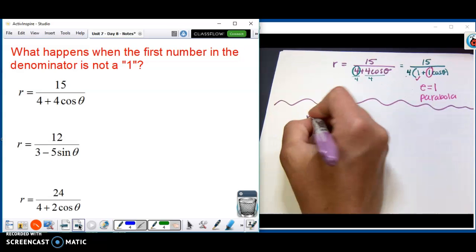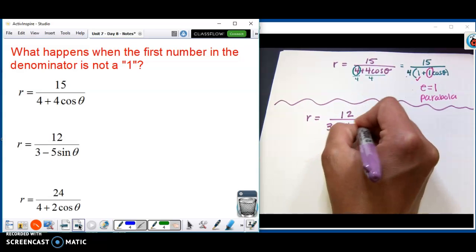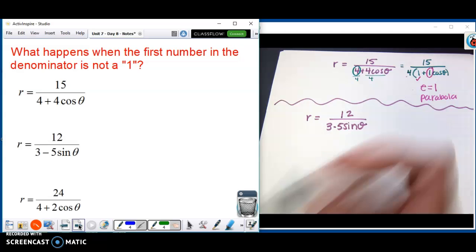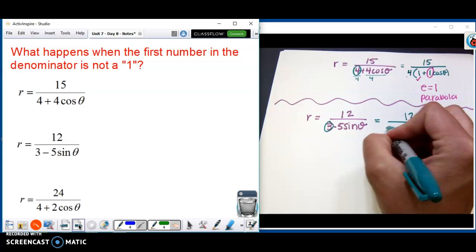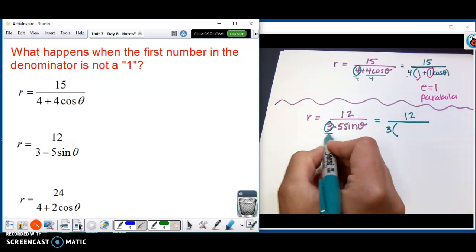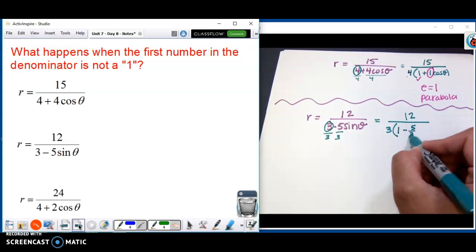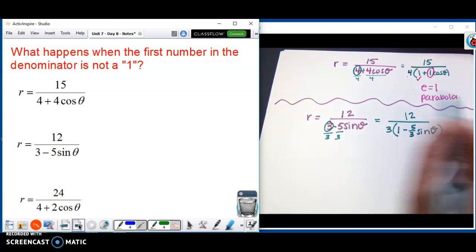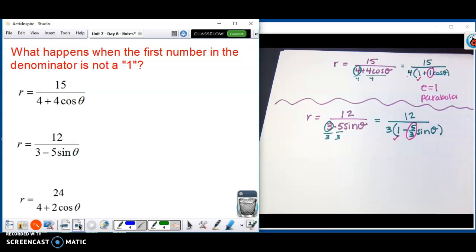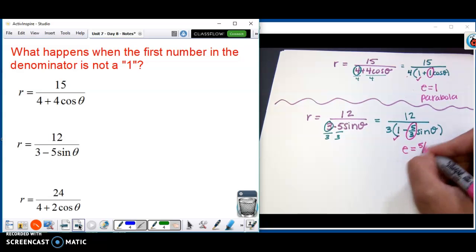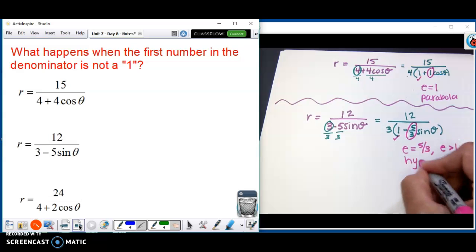So for the next one, we have constant on top, so that's good. But we have a 3 here. So, no problem. We're going to factor out that 3. So, in other words, divide both things by 3. So, that'll leave us with a 1, which is what we want, minus 5/3 sine theta. So, now we have our 1 here. We have 5/3 with sine, so our eccentricity is going to be 5/3. So e is bigger than 1, so we have a hyperbola.